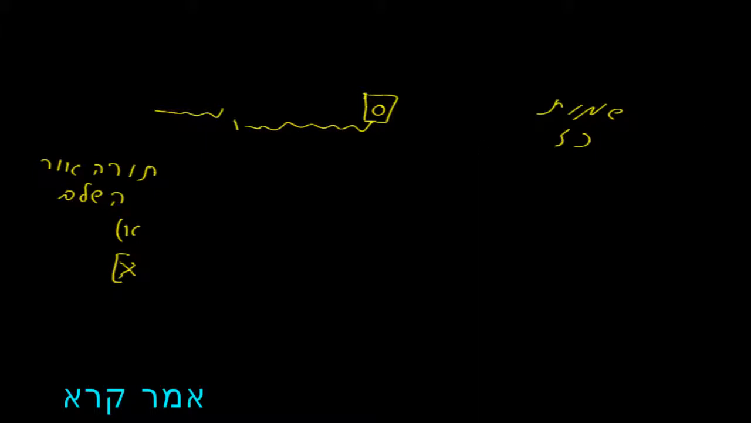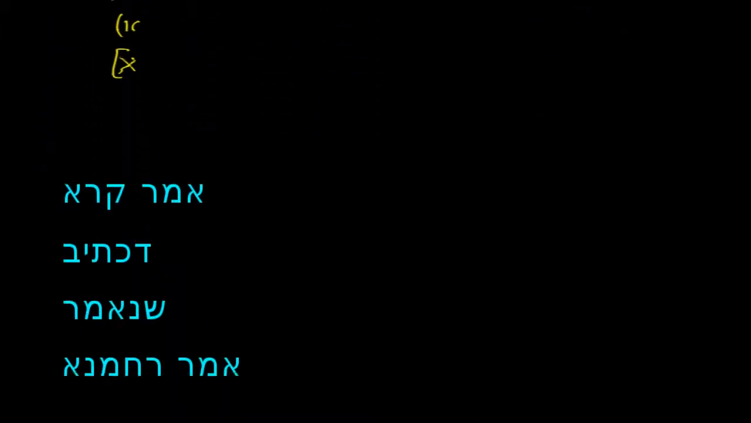Another method to determine the beginning of the pasuk is these four key phrases. When you see Amar Kra, meaning the pasuk said, a pasuk immediately follows. Dichsiv, that it is written, indicates that a pasuk will begin, and immediately following it starts the pasuk. Look up the pasuk, and you'll be able to find out where it ends.